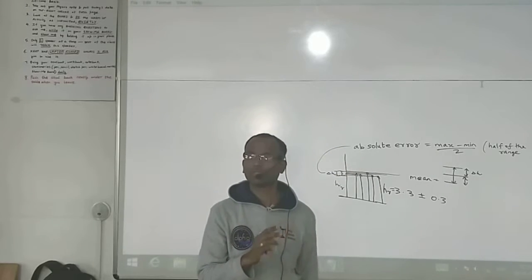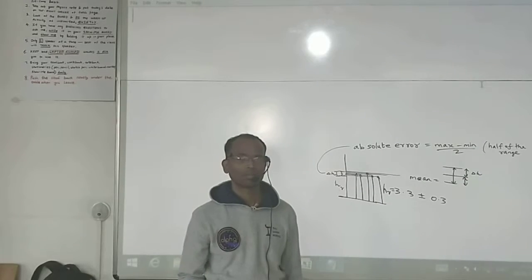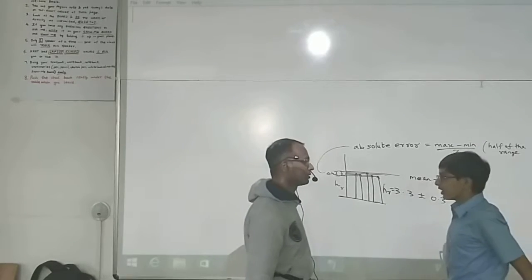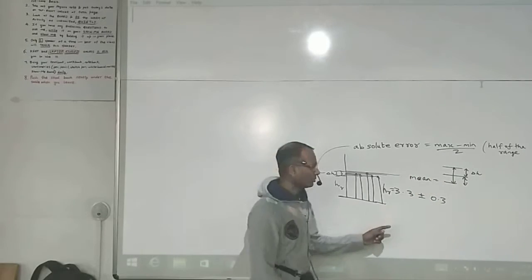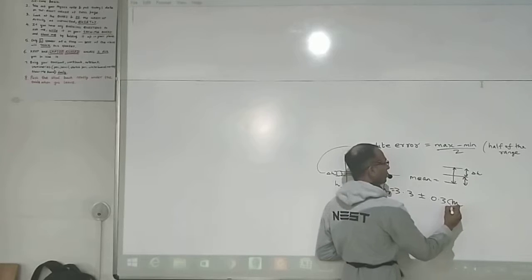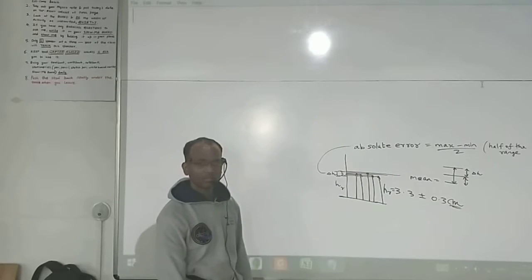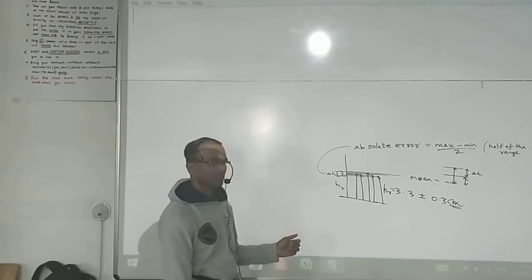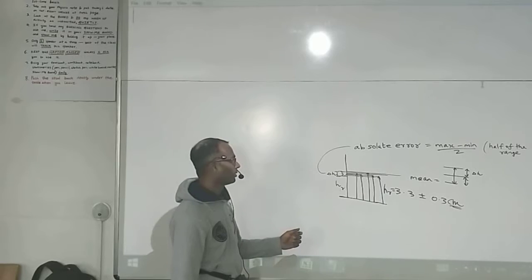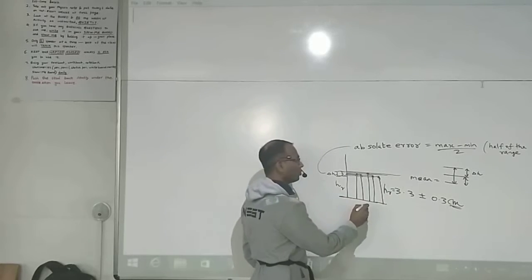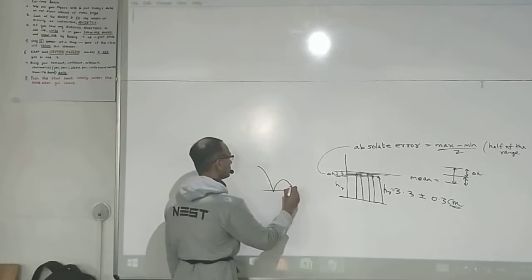It can't lie outside this range. If it does, then it's a human error. Your measurement has this much uncertainty. Clear now? And never forget to write the unit for whatever you measure. So absolute error is clear. Now suppose you are measuring the time interval between two consecutive bounces. So the ball is bouncing like this.